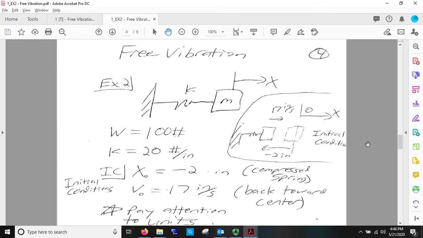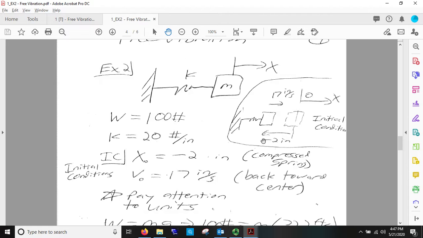Maybe not intuitive right off the bat, but if you think about it, oh yeah, you're adding energy to the system. Anytime you add energy to the system, it's going to oscillate further. We're adding potential energy from the spring initially with that negative 2 inch compression, and then we're adding kinetic energy by making the block go 17 inches per second. All right, so pay attention to units.